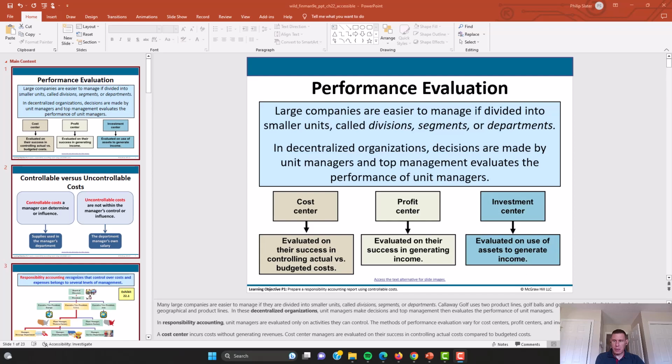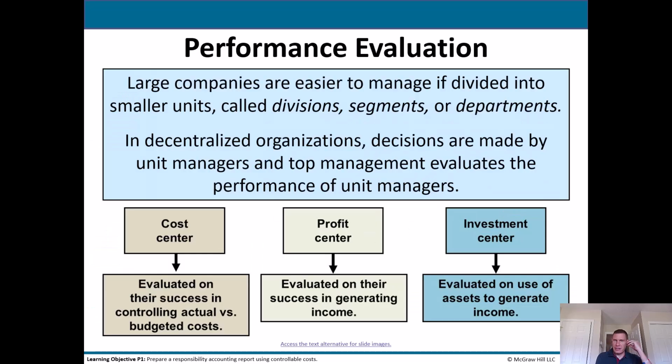The first thing we're going to talk about is performance evaluation. Large companies, maybe medium-sized companies too, are easier to manage if divided into smaller units, typically called things like divisions, segments, departments. In decentralized organizations, decisions are made by unit managers, and top management evaluates the performance of these unit managers.